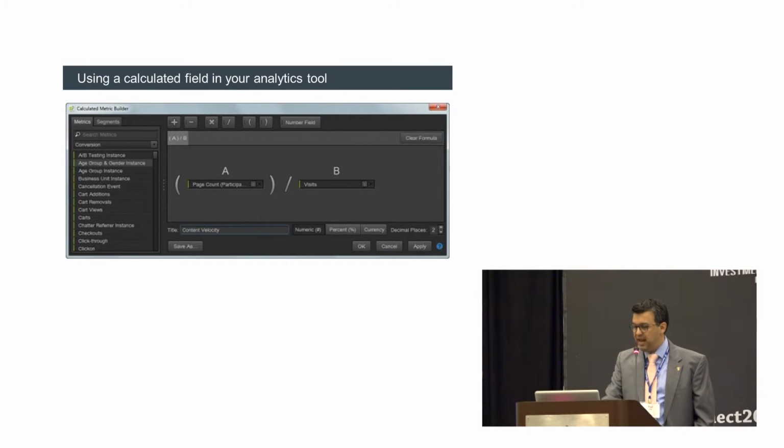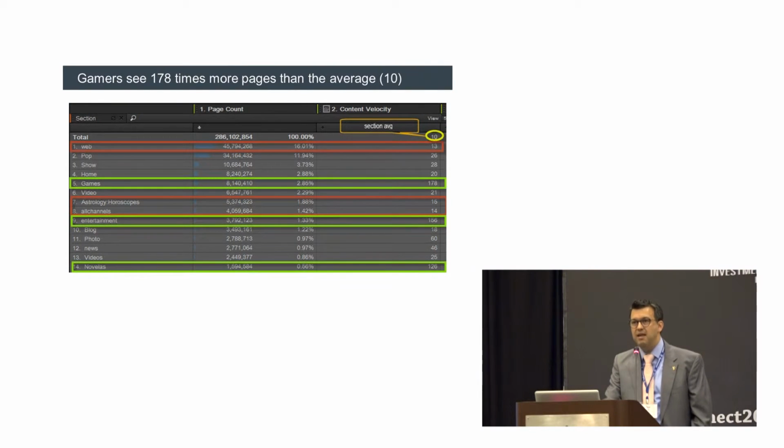And if you look at games, it's number 5, right? Games, it only had 8 million page counts relative to 286 million page counts or page views. So if you just looked for games, it's very low on the list relative to everything else on the list. Look at some of the leaders, 34 million, 45 million. But look at that right column. Here's the content velocity.